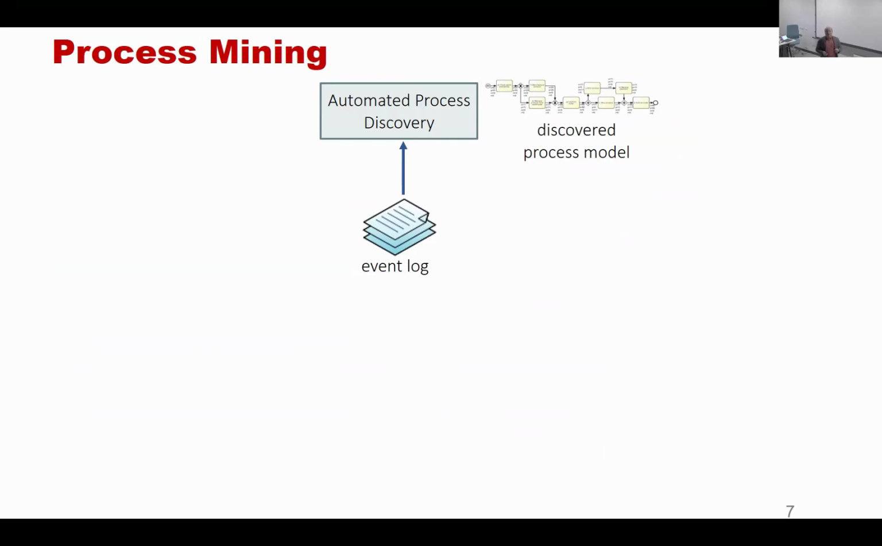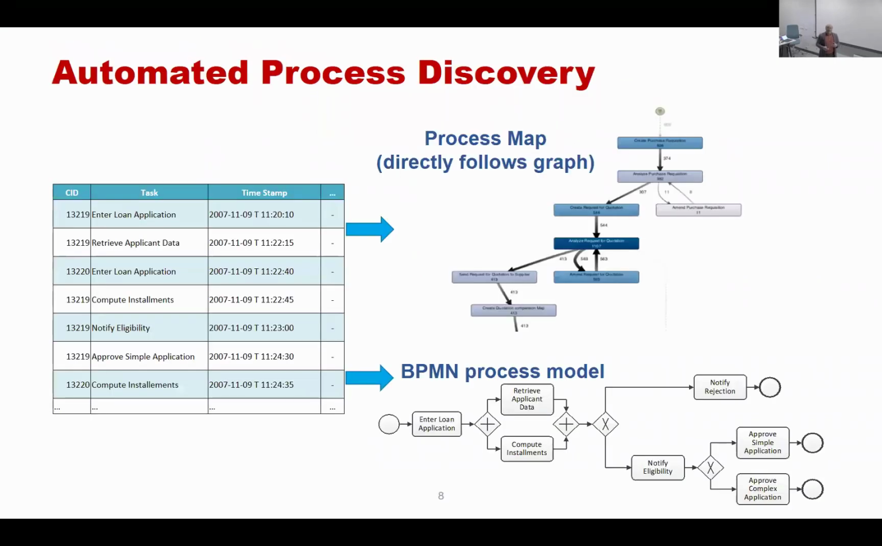The first one is called automated process discovery. This is an operation that takes as input an event log, like the one I just showed you, and produces a visualization of the flows in that process, the control flows, as we call it. So it discovers a process model. In the field of process mining, we usually manipulate two types of visualizations: one is called a process map, and the other is BPMN process diagrams.